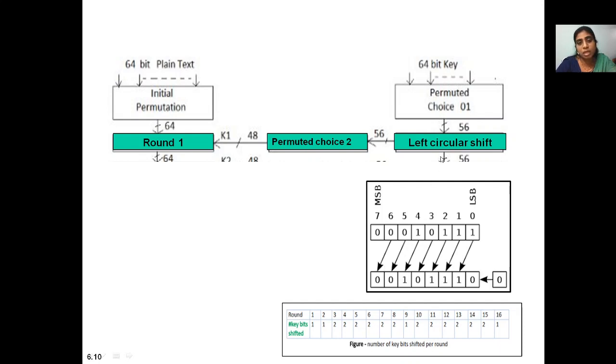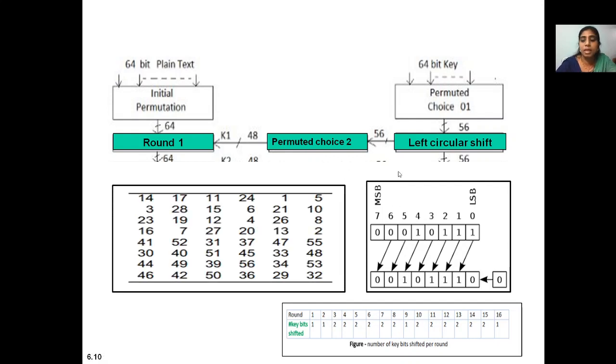So our left circular shift depends upon the round number. If it is round 1, we shift the bits by only 1 bit. If it is the second round, then also we shift by only 1. If it is the third round, then we shift by 2 bits. Similarly, the 1 bit shifting is for rounds 1, 2, 9 and 16, and for all other rounds we are going to have the shifting of 2 bits.